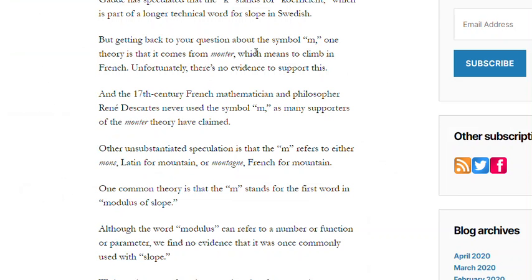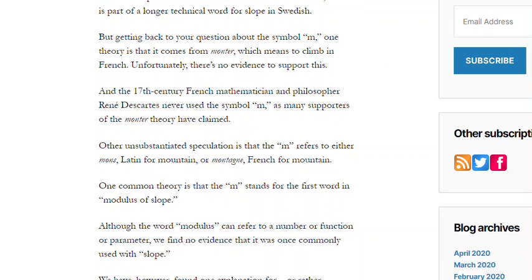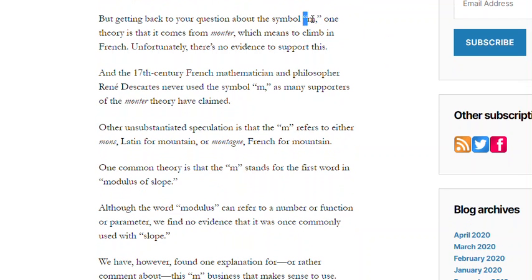Although they don't know for sure why we use M for slope, there are some theories. One is that the symbol M comes from monte, which is a French word that means to climb. So think about slope, we're rising, right? We're climbing, like climbing a mountain. So that's one example of why M is used.